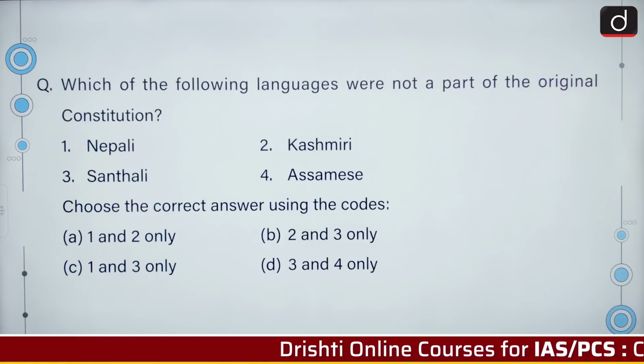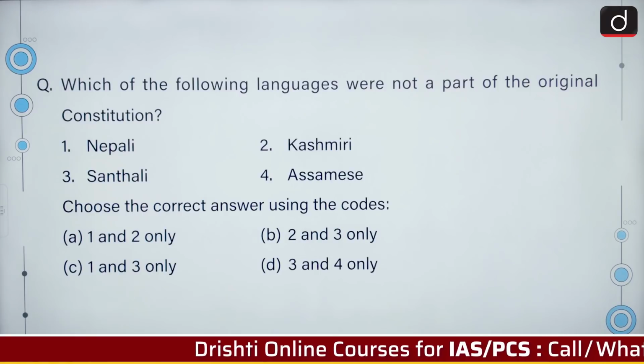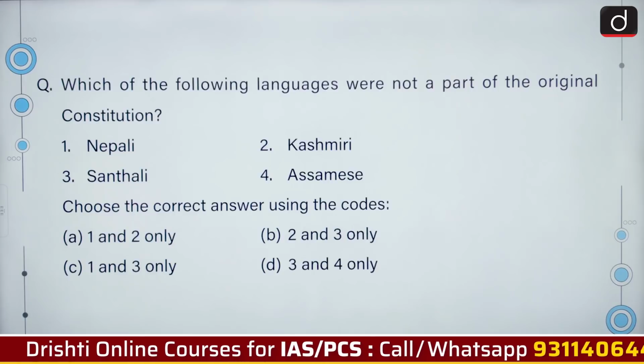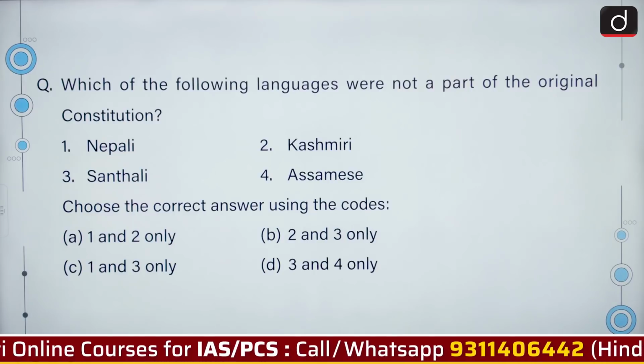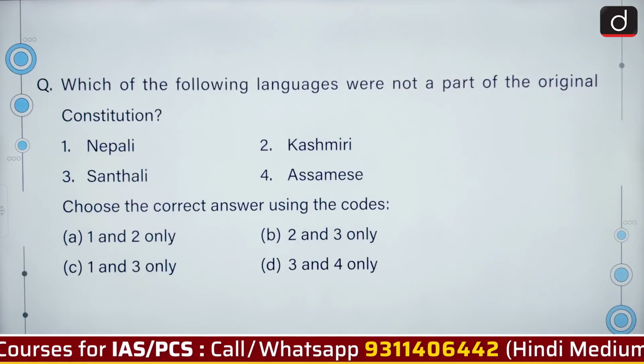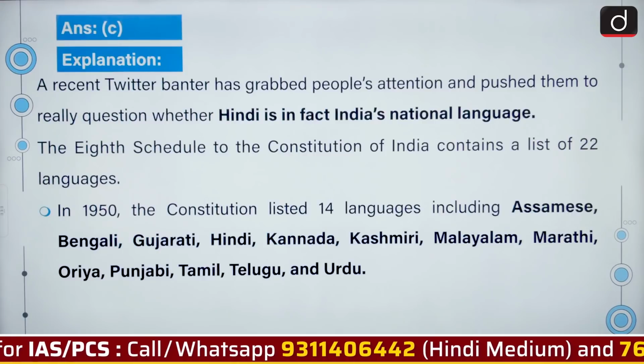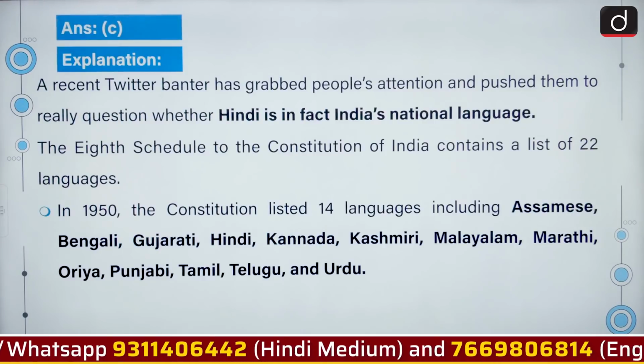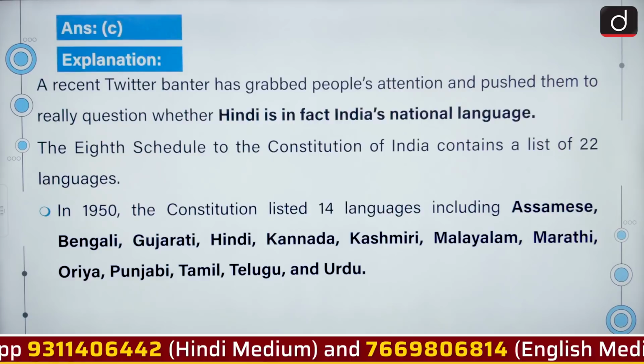Moving on to the next question, which of the following languages were not a part of the original constitution? Nepali, Kashmiri, Santhali, Assamese. The correct answer is Nepali and Santhali. That is option C. A recent Twitter banter has grabbed people's attention and pushed them to really question whether Hindi is in fact India's national language.